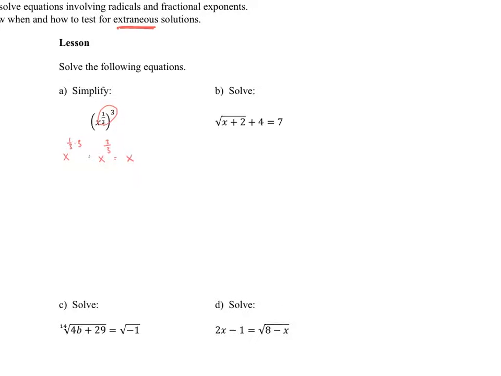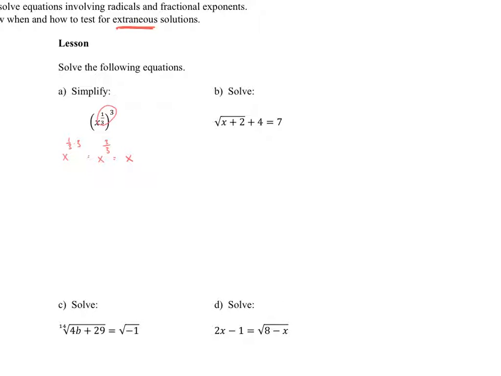So for example B, let's utilize that tool we just discovered. We want to solve this equation, so we're going to start off by doing what we would always do. I'll just move this 4 over to the other side. And I want to isolate the radical. I want the radical to be the only thing on this side of the equation.